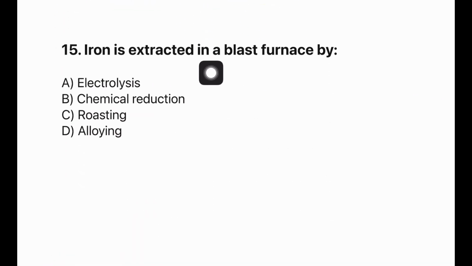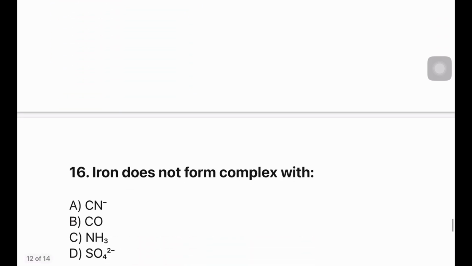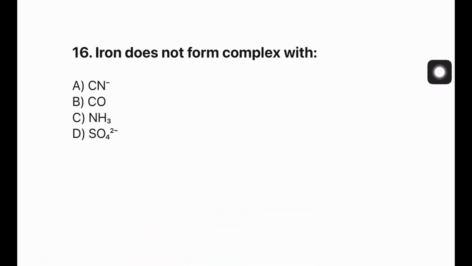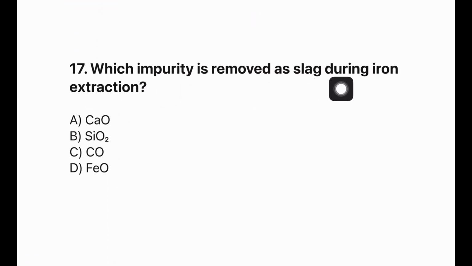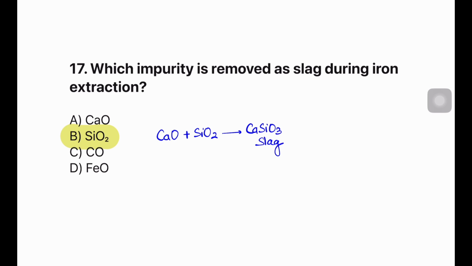Iron is extracted in a blast furnace by chemical reduction. We just discussed that Fe2O3 is reduced by CO. Iron does not form a complex with the sulfate ion because these are popular ligands, and this is simply an anion which will not be acting as a good ligand. Which impurity is removed as slag during the iron extraction? That is SiO2, just discussed, that CaO plus SiO2 react to form CaSiO3, that is slag. Okay, so 17, the correct answer is B.